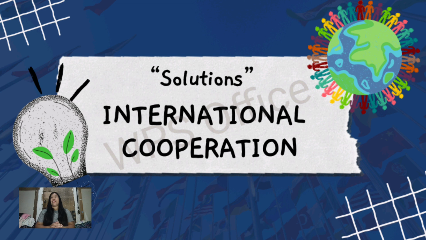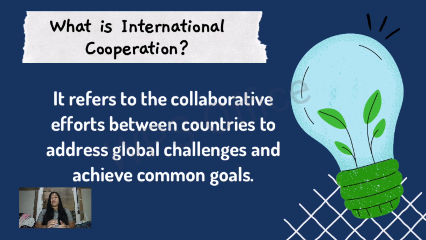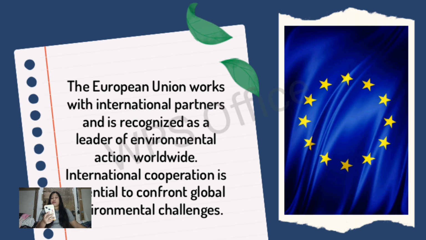Good day, everyone. So, for today, in continuation with our report, I am going to talk about the solutions or the international cooperation with regards to the environmental issues. So, first, let's define what is international cooperation. It refers to the collaborative efforts between countries to address global challenges and achieve common goals. The European Union works with international partners and is recognized as the leader of environmental action worldwide. International cooperation is essential to confront global environmental challenges.